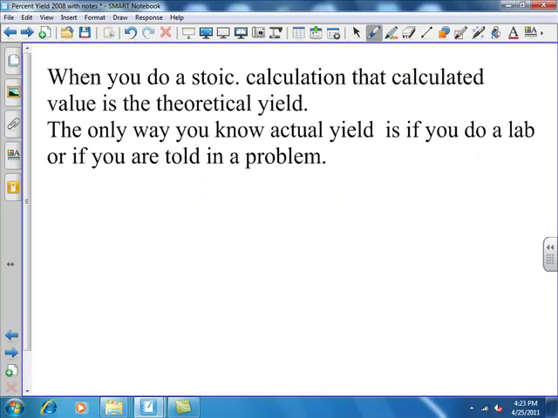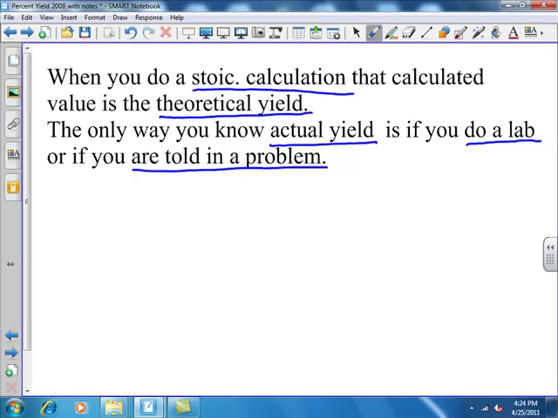Something to remember: when you do an actual stoich calculation, that is the theoretical yield. Anytime you do a mass-to-mass calculation, that's the theoretical yield. The only way you know the actual yield is if you do a lab or you are told in the problem. So that is something that has to be told to us at this particular point.